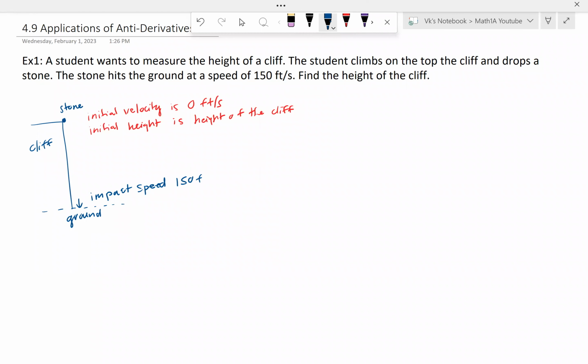150 feet per second. It can be turned into velocity if you use the impact velocity. Remember, velocity is a vector, so it has a direction. If we go down, it's negative 150 feet per second.